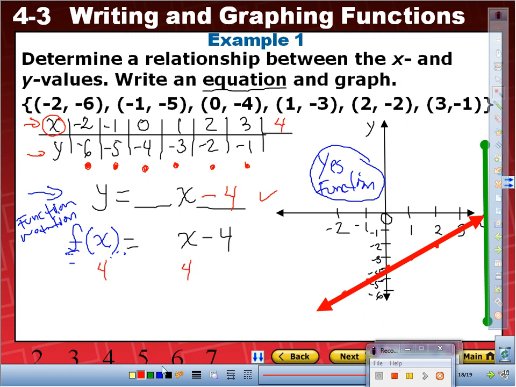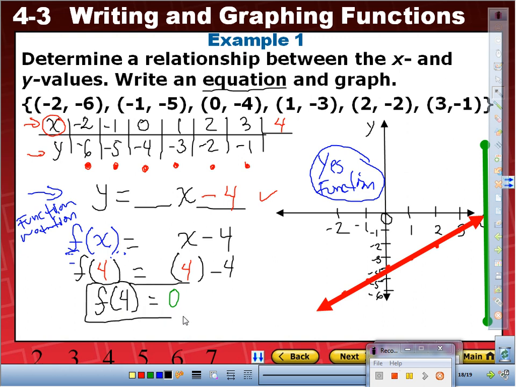And I bring everything else down. The f, parentheses, the equal. I open up parentheses whenever I substitute here for a variable, minus 4. Are we there so far? So check this out. What is 4 minus 4? 0. So in order to read this, this is f of 4 equals what? 0. So guess where that goes? Right there. That's how you evaluate a function.